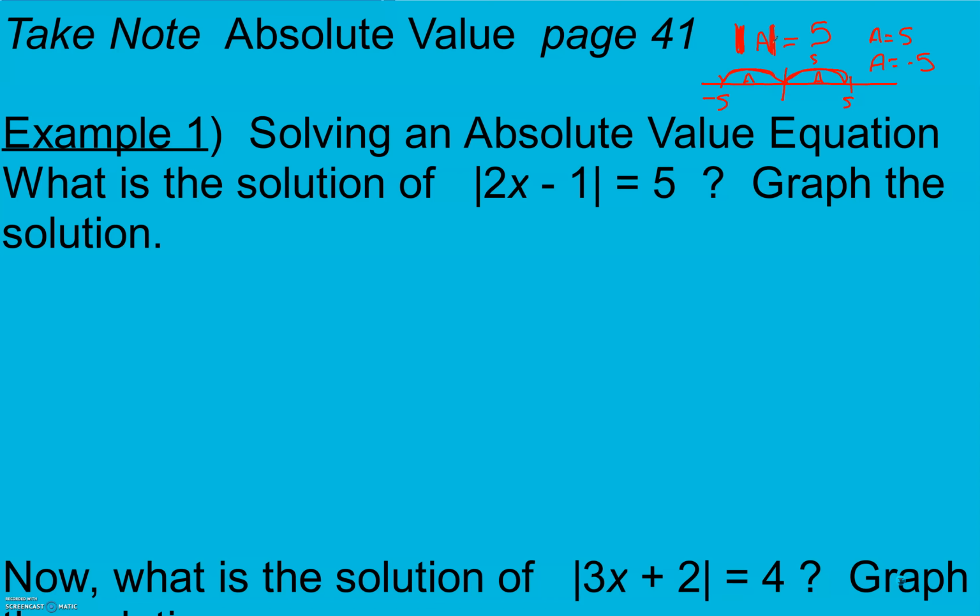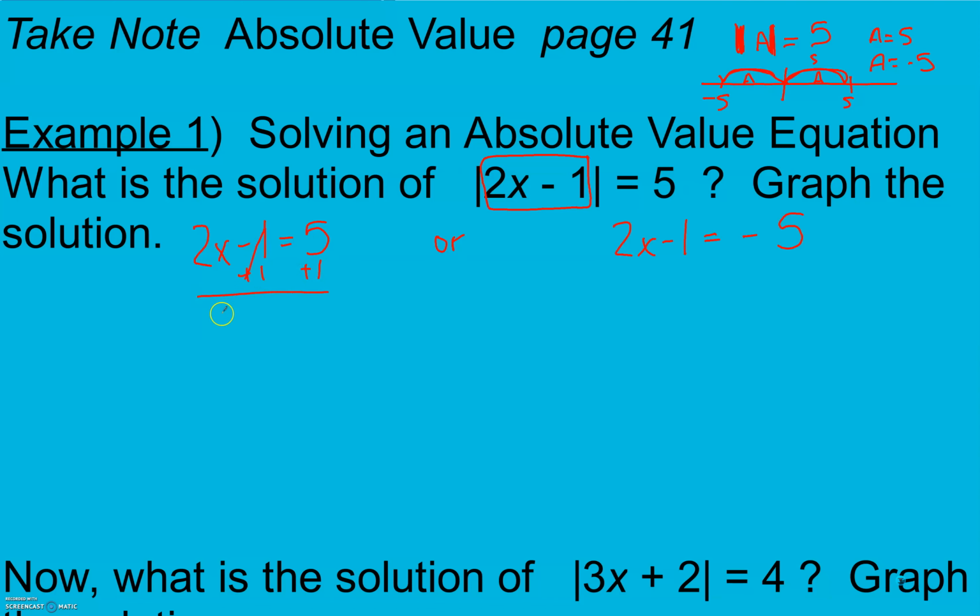So in example 1, we solve and then graph it. So 2x minus 1 could equal 5. That's one of our options, that when we take the absolute value, it could have been 5 in order to get 5. Or whatever's inside the 2x minus 1 could have been negative 5, because when we take the absolute value of negative 5, we also get 5. So we have two different options here. Anytime we have absolute value, unless it's equal to 0, we have two options. We're going to solve each equation.